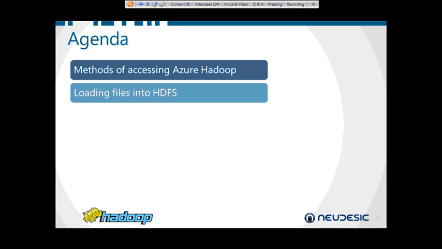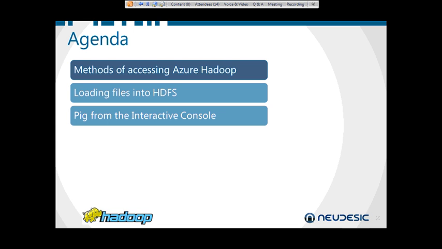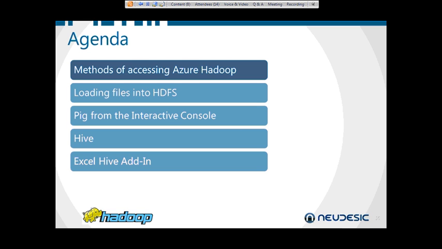Demonstrate the process of loading files from the local NTFS file system into HDFS. We're going to look at running some Pig commands inline from the interactive console, as well as running a custom JavaScript file that's going to do some word identification for us. Also going to look at Hive, so we'll build a Hive table on top of some of our output from this. Look at connecting to that from Excel and potentially also Power Pivot or Power View or any other of the Microsoft top layer analytics tools.